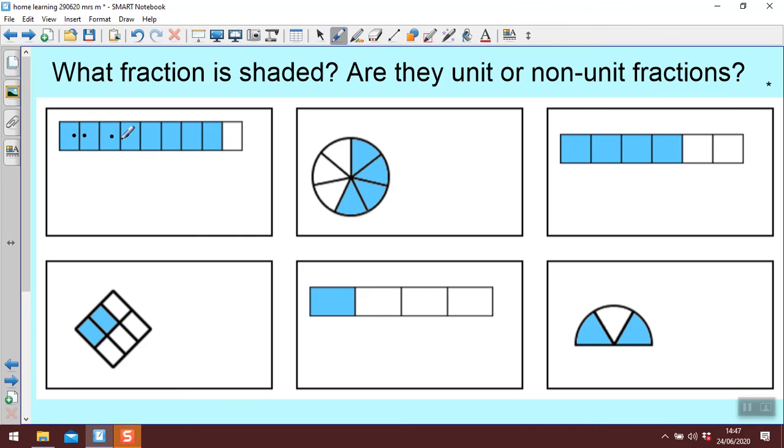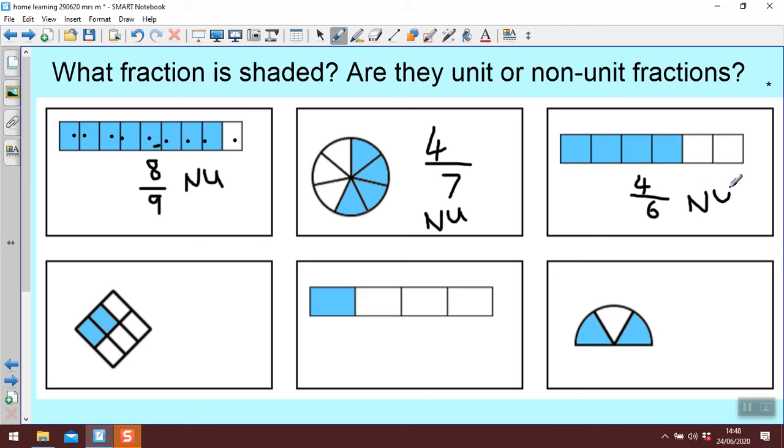So 1, 2, 3, 4, 5, 6, 7, 8, 9. So 8/9 is shaded. 8 out of 9 pieces are shaded. And that's a non-unit fraction. I'm going to put NU. We've got 1, 2, 3, 4, 5, 6, 7. So 4/7 of this shape is shaded, and that's a non-unit fraction. Here we've got 4/6 shaded, and that's a non-unit fraction. Here we've got 2/6 shaded, and that's a non-unit fraction.